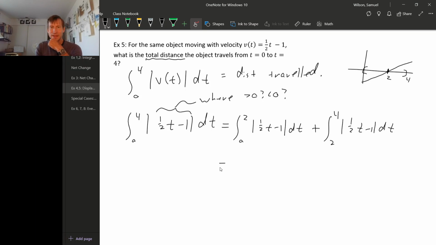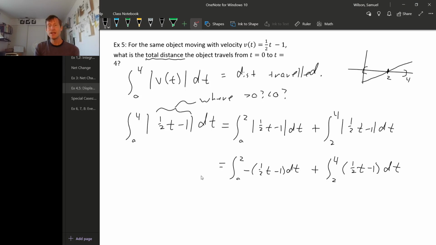Okay, now for this first integral from 0 to 2, for these t values, the stuff inside the absolute value is negative, and so the absolute value just puts an extra minus sign on it. So the integrand for this first one is minus (1/2 t minus 1). Plus, and now for this second integral from 2 to 4, for these t values, 1/2 t minus 1 is always positive, and so the absolute value just leaves it alone so that it stays positive for those t values. All right, so now these integrands are both things that we can handle in the usual way.